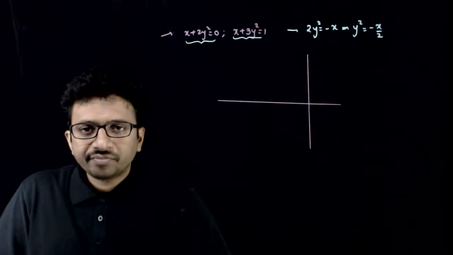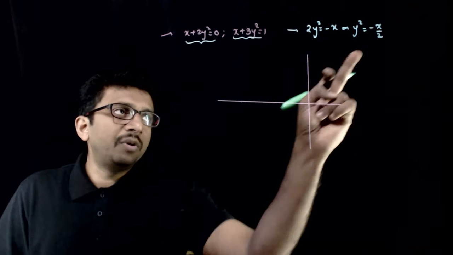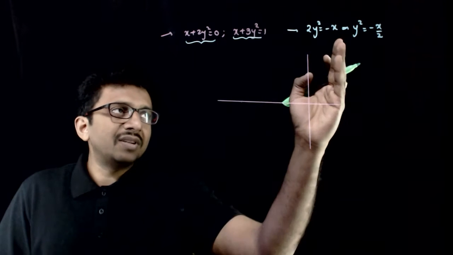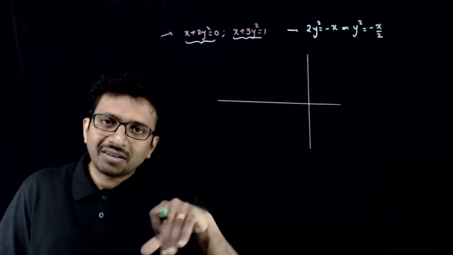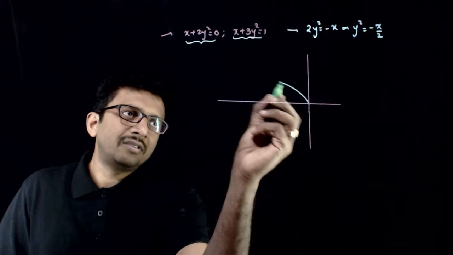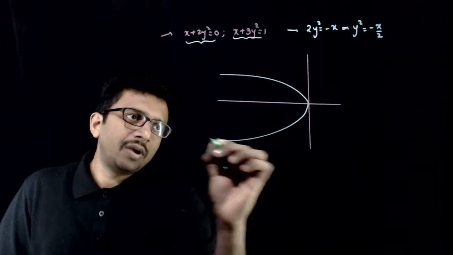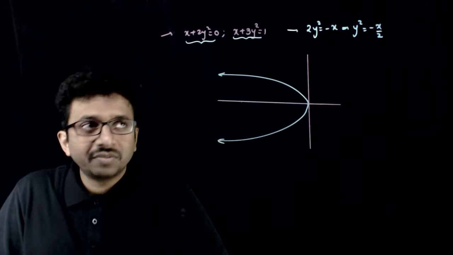This is a horizontal parabola, but it's a left-handed parabola because you have a minus here. y² = plus something times x is a horizontal parabola facing right. This is a left-handed parabola. So you have a parabola going like this. So this is y² = -x/2.